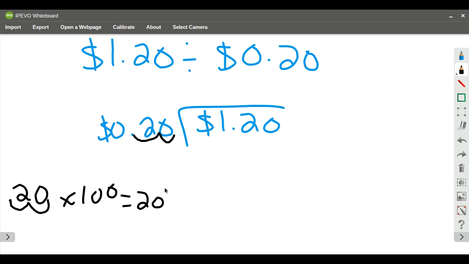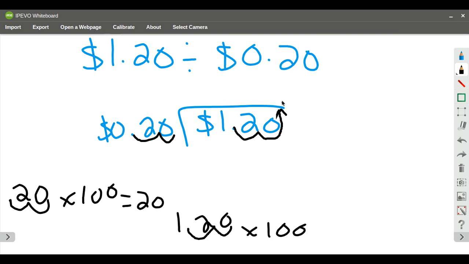I now have 20. However, I can't just do something to the 20 cents without doing the same thing to the $1.20. So I need to take $1.20 and multiply that by 100 as well, because when I multiply by 100, it allows me to move the decimal 2 places to the right. So 1, 2, and now I have a whole number over here. I can bring my decimal straight up.